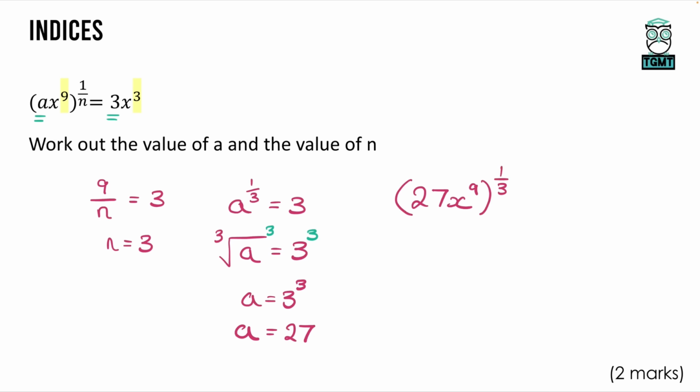Now, working forwards with this question, we would do the cube root of 27, which is 3. And the power of x we would times by 1/3. So x to the power of 9 times 1/3, and that would give us x to the power of 3. And that's exactly what was given to us in the question. So there we go. For this question, a was equal to 27 and n is equal to 3.